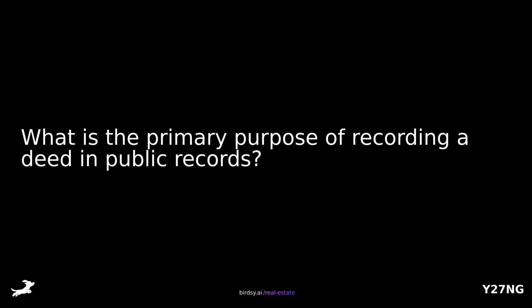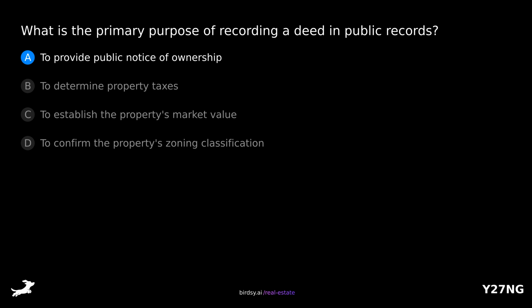Transfer of title. What is the primary purpose of recording a deed in public records? Is it A, to provide public notice of ownership, B, to determine property taxes, C, to establish the property's market value, or D, to confirm the property's zoning classification?